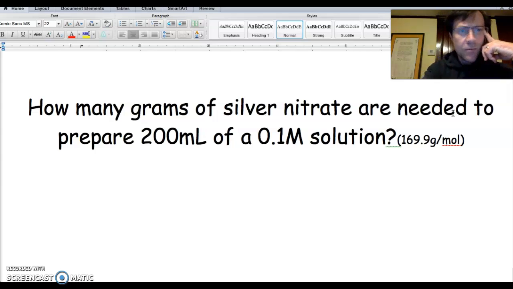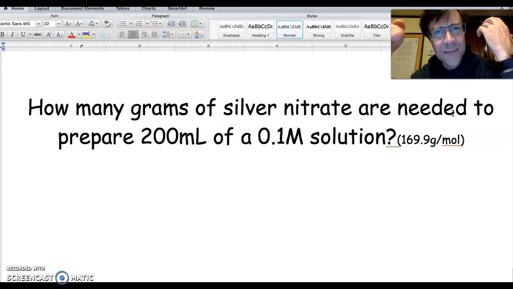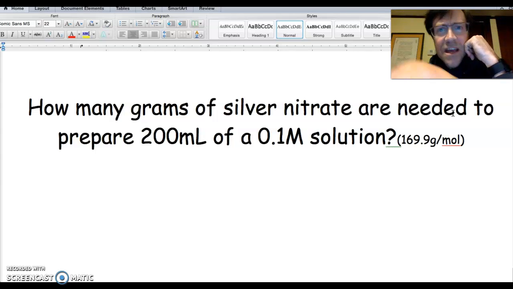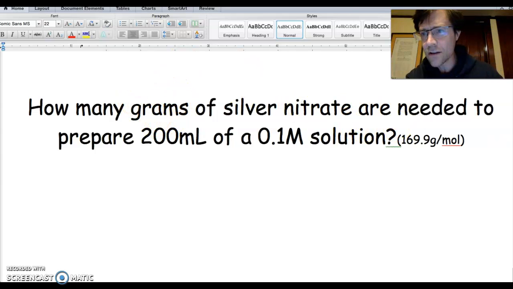Okay, how many grams of silver nitrate are needed to prepare a 200 ml solution of 0.1 molar? See, they're not being nice. Again, don't hate the player, hate the game. These are all straight from Regents exams, and in this case, they're asking for grams. This is silly.